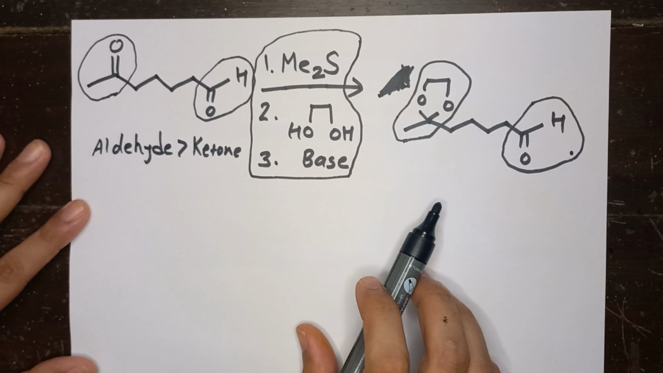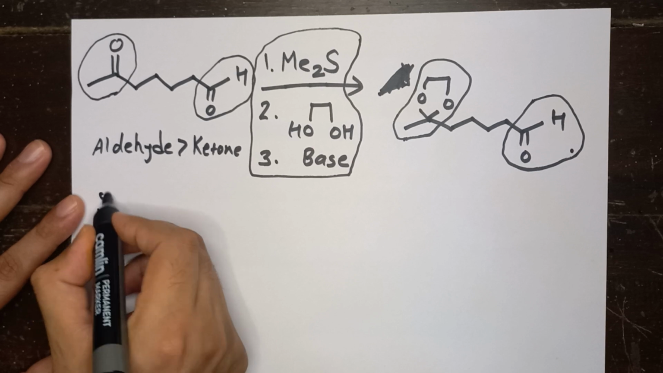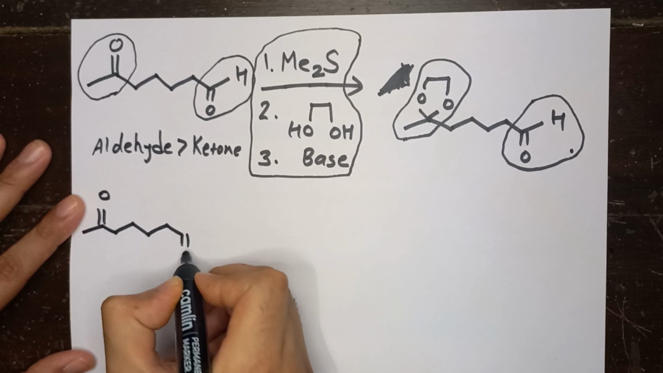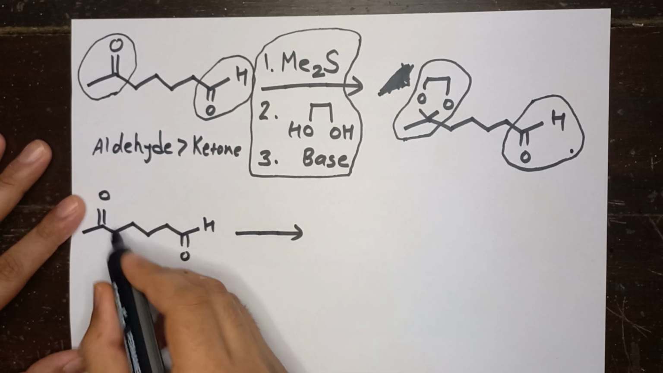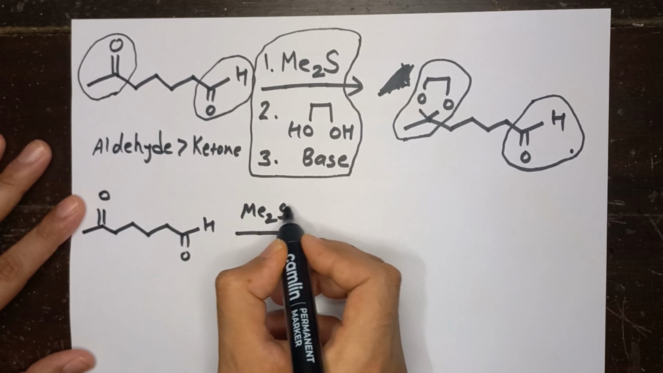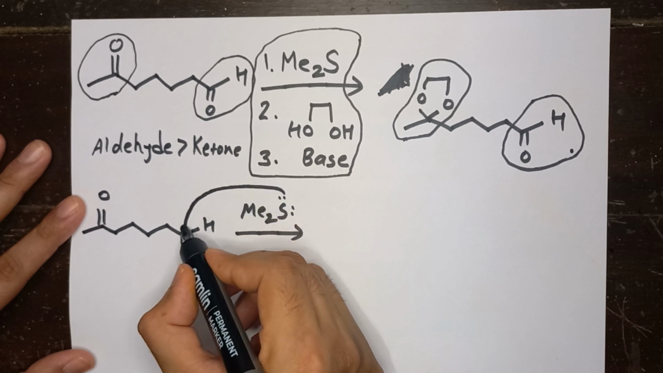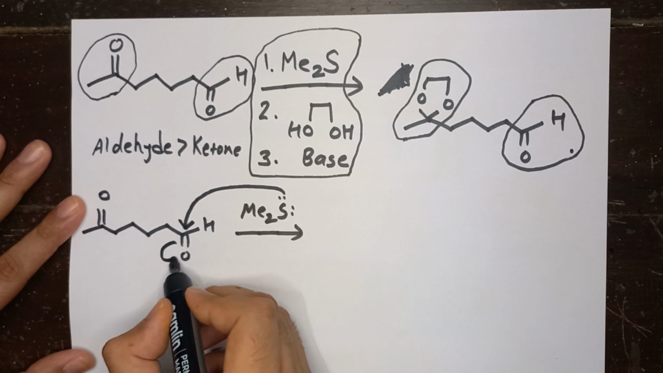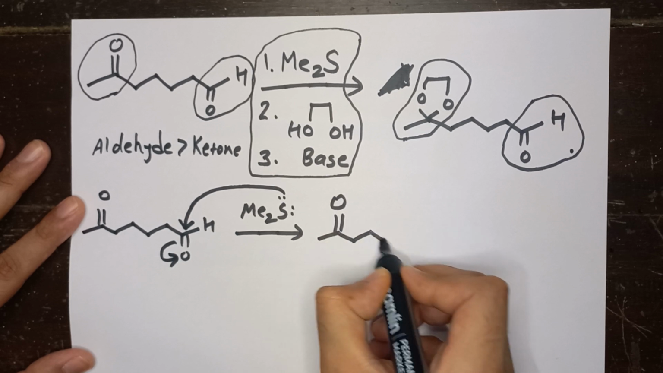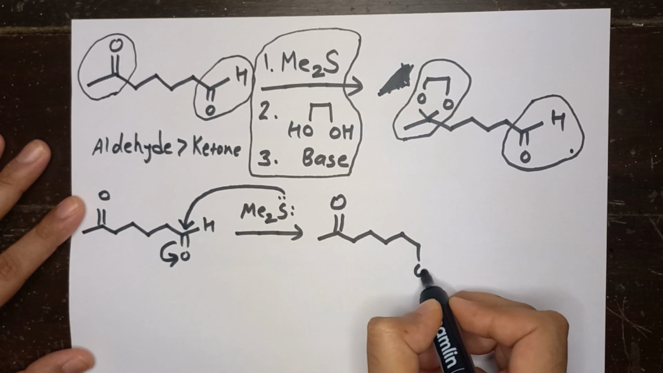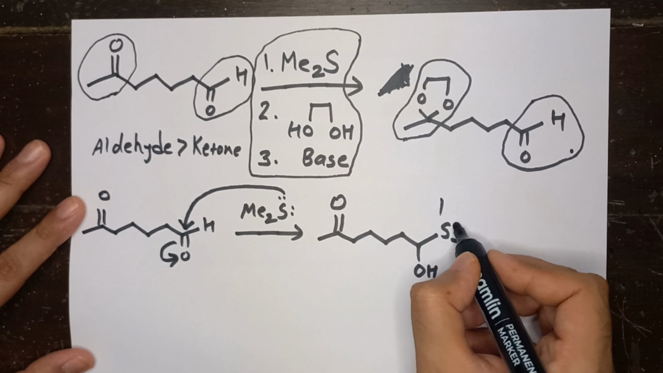So what is the mechanism? Let's discuss the mechanism for this reaction. We know the aldehyde is more reactive, so if I do anything to this material, the aldehyde will react first. So the lone pair of sulfur will attack at this position, will form O minus, and we have C double bond O, OH. This will be protonated, and here we have SMe2. So sulfur has 3 bonds and will get a positive charge.